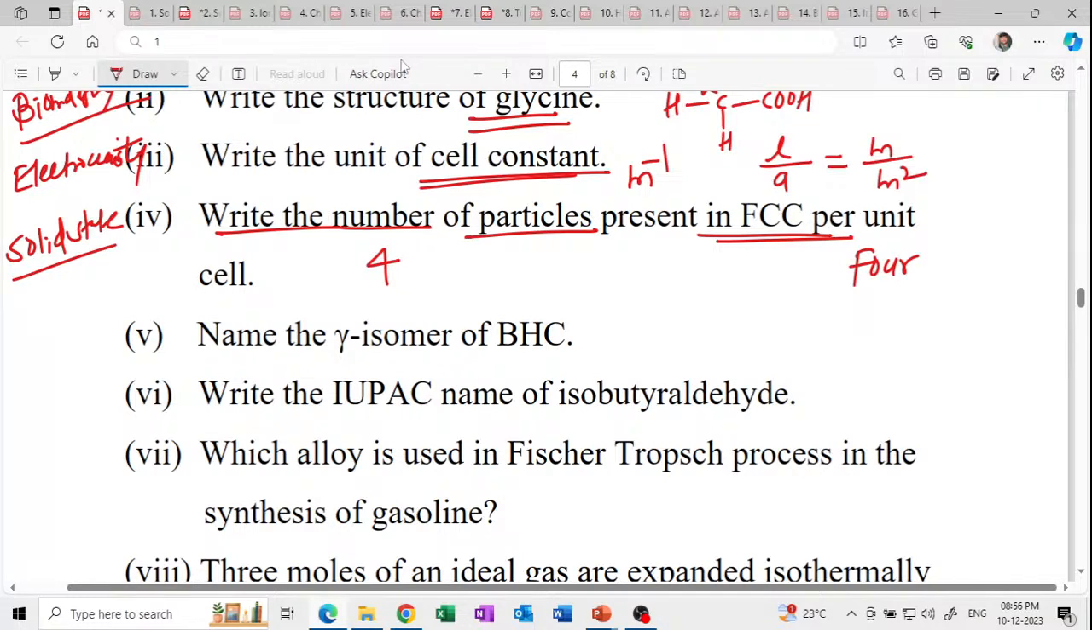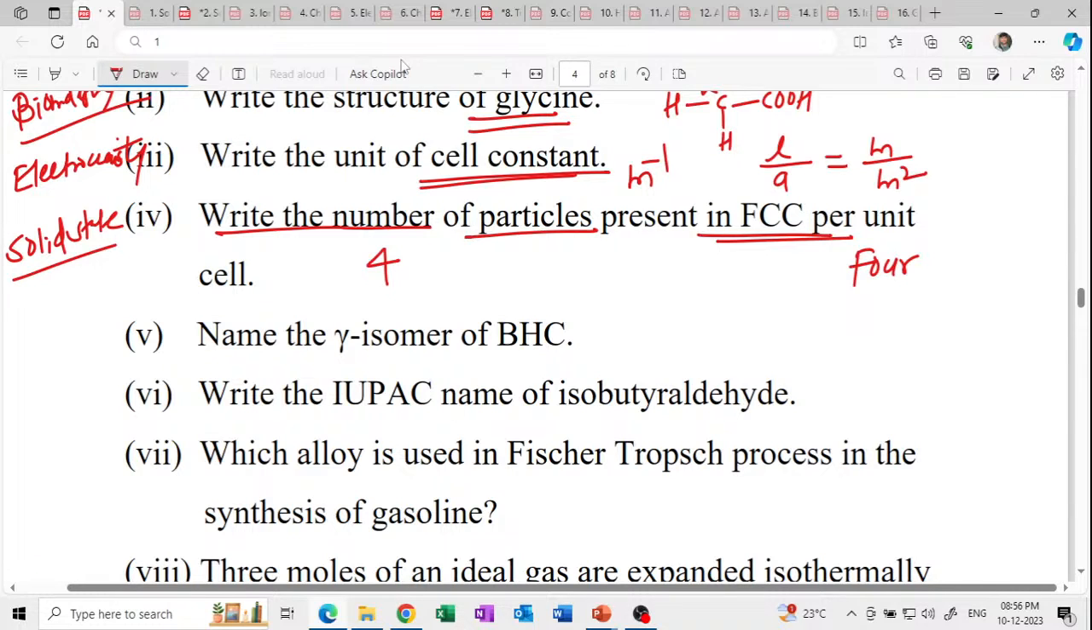Gamma hexane. So right now, lindane or gamma hexane. This is a question from green chemistry and nano chemistry. Write the IUPAC name of isobutyraldehyde. What is the structure for isobutyraldehyde? This is a question from aldehydes, ketones and carboxylic acids.